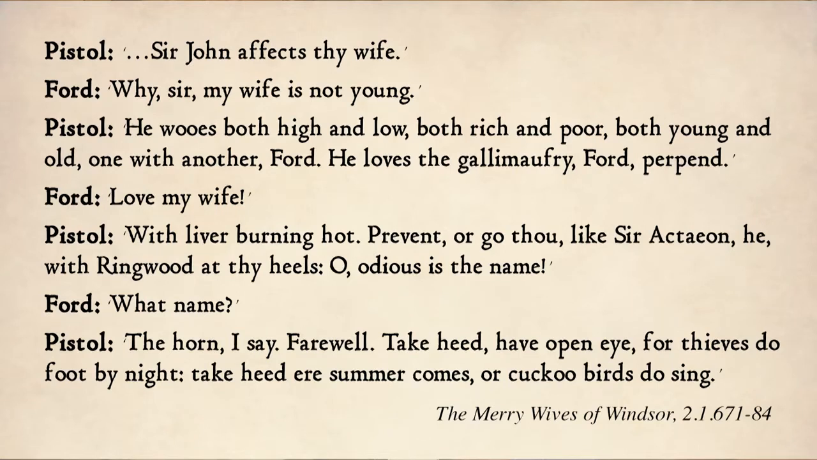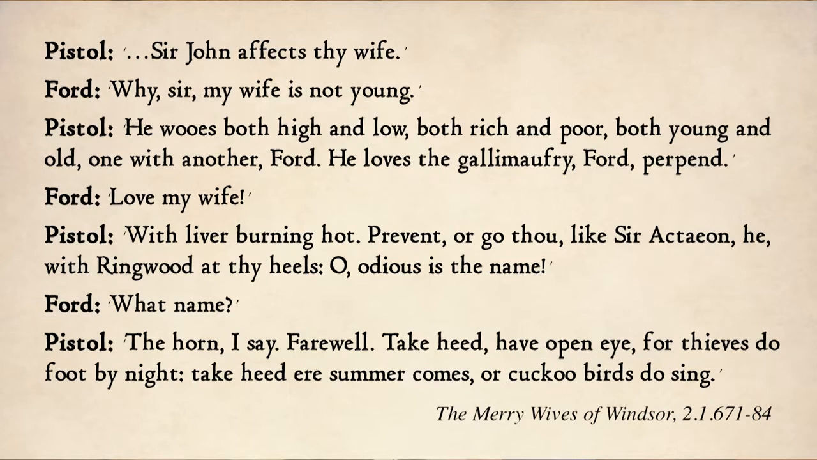"Why, sir, my wife is not young," says Ford. "Why would he fall in love with my wife? Why would he want her when she's not young?" Pistol replies, "He woos both high and low, both rich and poor, both young and old, one with another, Ford. He loves the gallimaufry, Ford, perpend." In other words, Falstaff loves every woman.